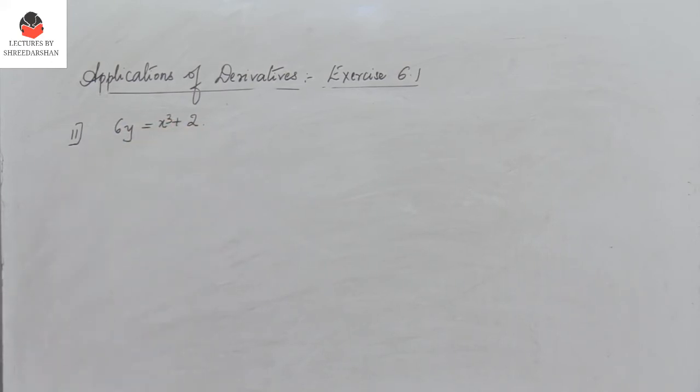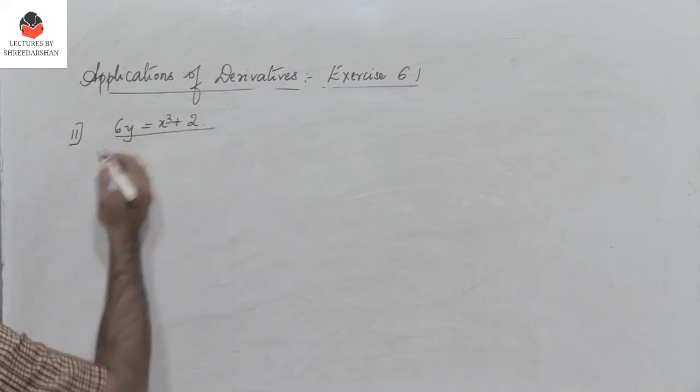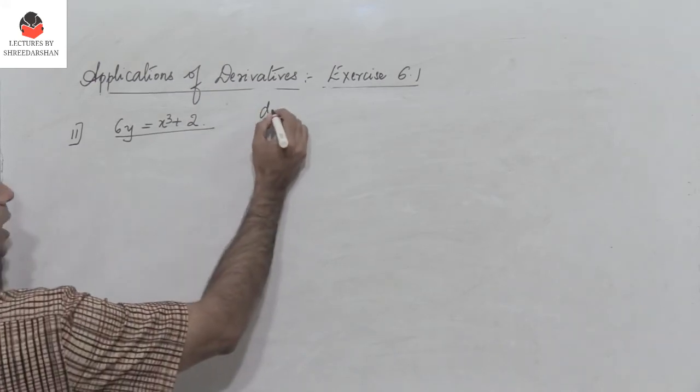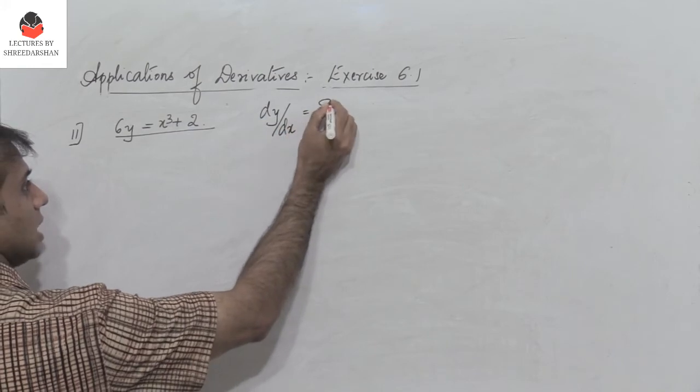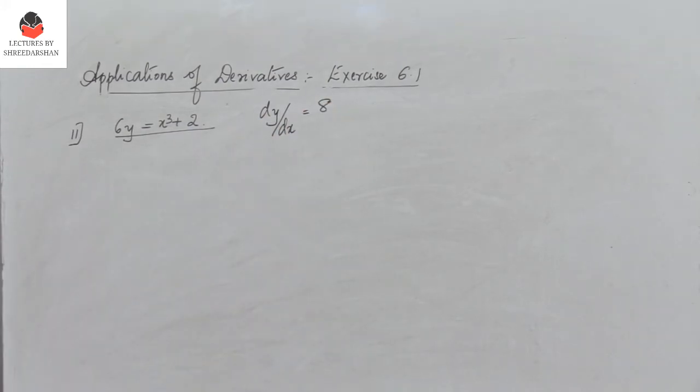So find the points of the curve at which the y coordinate is changing 8 times as fast as the x coordinate. Right? So the y coordinate is changing 8 times as fast as the x coordinate. So what does this mean? Let us consider this expression here. The y coordinate is changing 8 times as fast as the x coordinate, right? So therefore dy by dx equals 8.